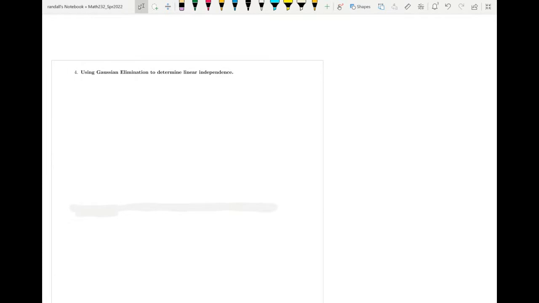Now problem 3 is, we've done a fair bit of that. So use Gaussian elimination to determine linear independence. So I'm just going to point out C3. Okay, so we had W equals these vectors, V1 to V4. Okay, so Gaussian elimination means form this array.